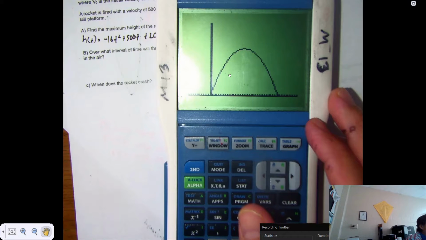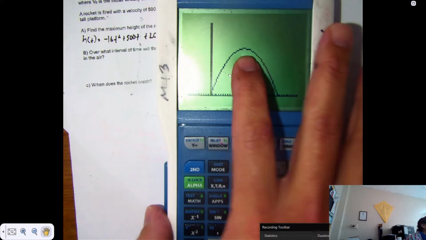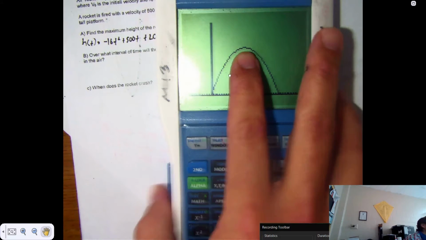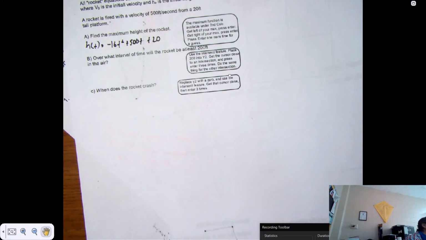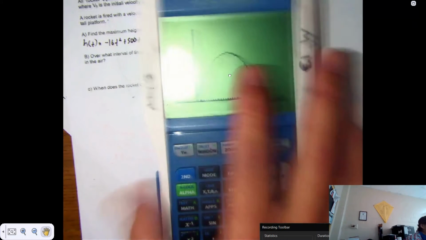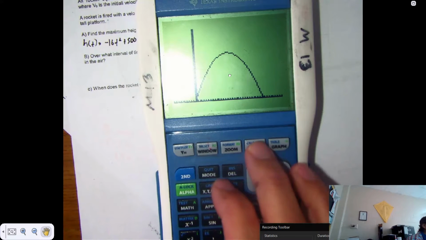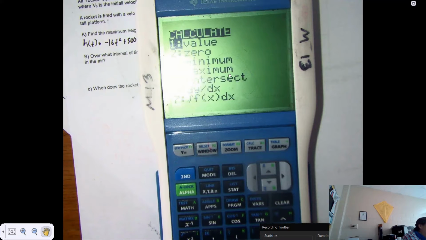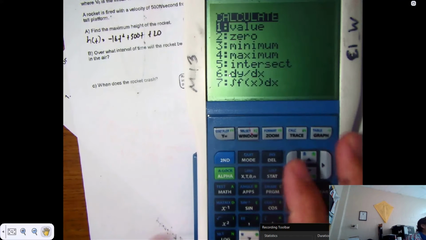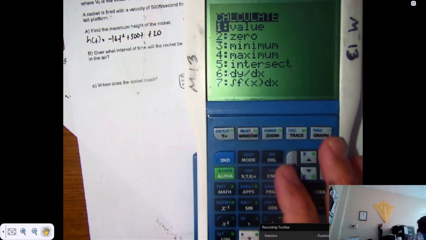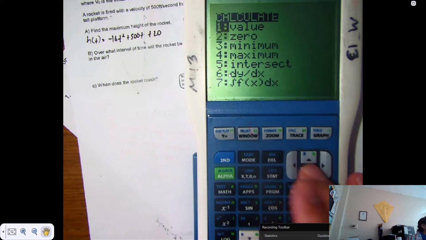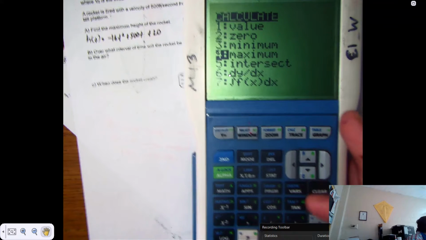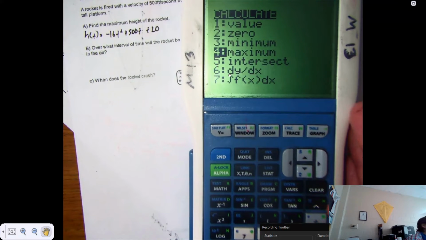Now, it says find the maximum height of the rocket. Does that happen right there? Yes. All right. If you read the instructions, it says something about second calc. Calc is right there by the trace button in blue. So second trace. Do you think that is a maximum? Yes. Of all the descriptors in here, that point up there is a maximum. So you choose maximum when you press enter.